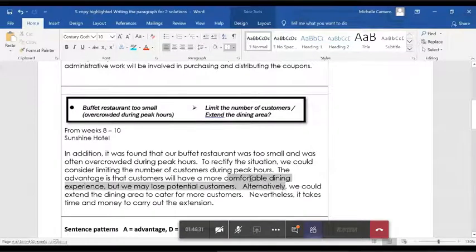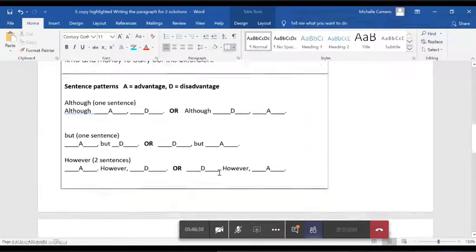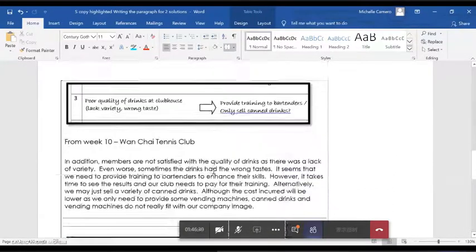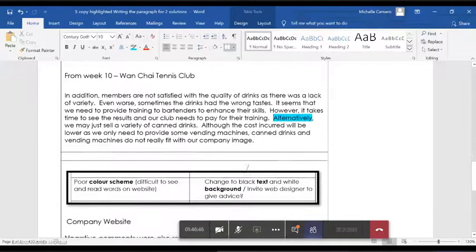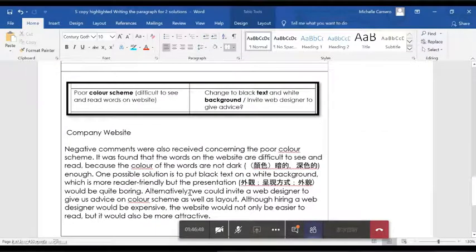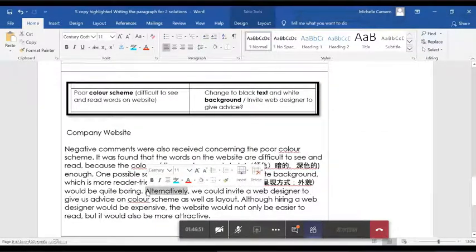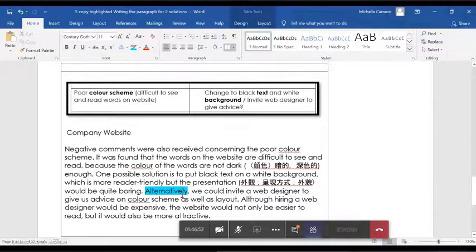So I'm going to highlight that in each paragraph in blue so you can see it easily. Okay? Because the company will not do both solutions, only one. Okay? All right, and then we've got this one here as well. All right, so that's the first step.